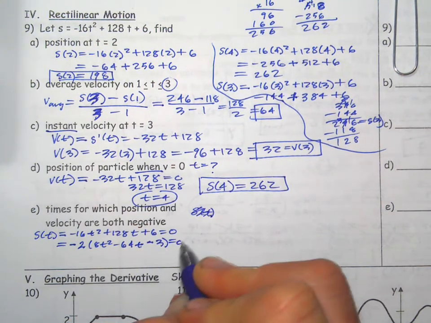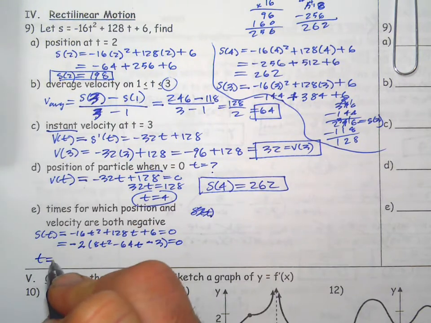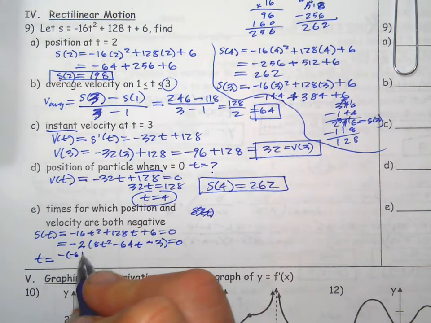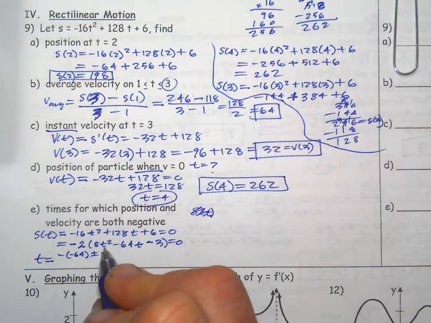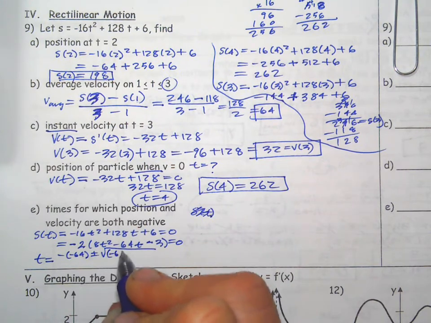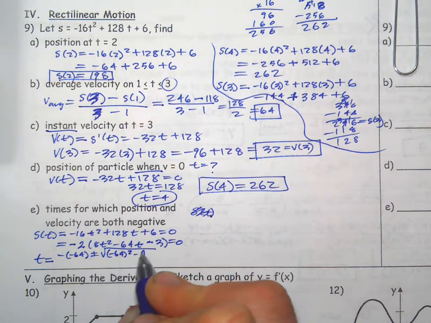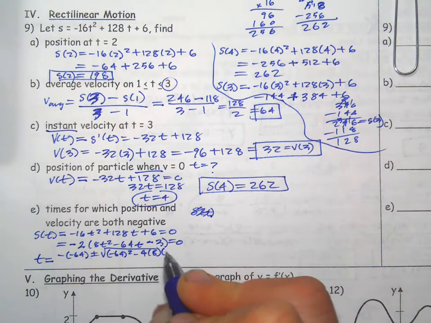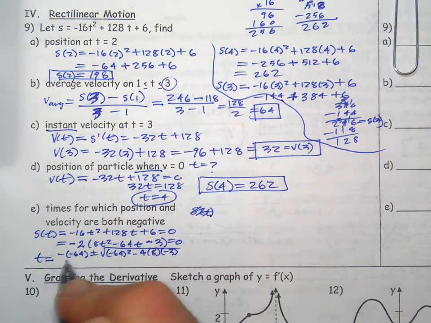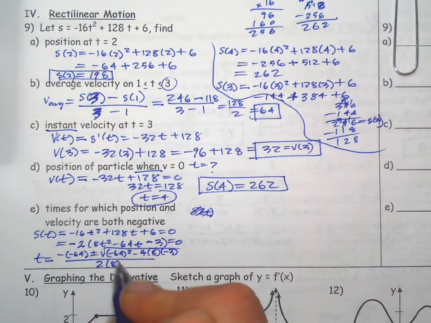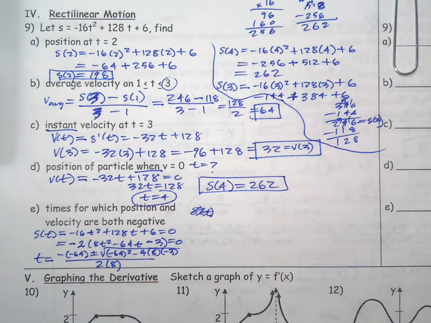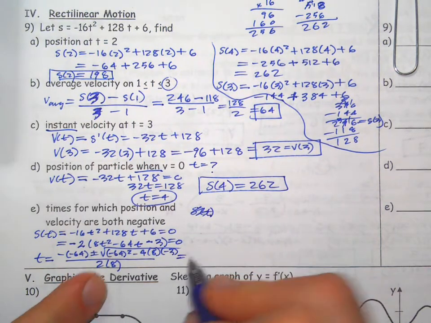I think that's it. So I think we're going to have to do the quadratic formula: negative b plus or minus the square root of b squared minus 4ac, all over 2a. So what's that going to be?